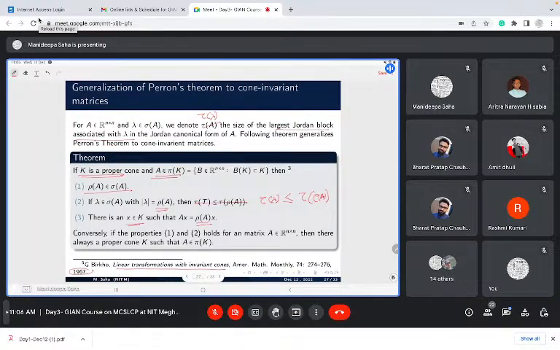And very interestingly, the converse of this theorem is also true. That means if I have a matrix satisfying these three properties, then we can always find a proper cone K such that A will belong to pi K. So that is something very interesting. This converse is also true.